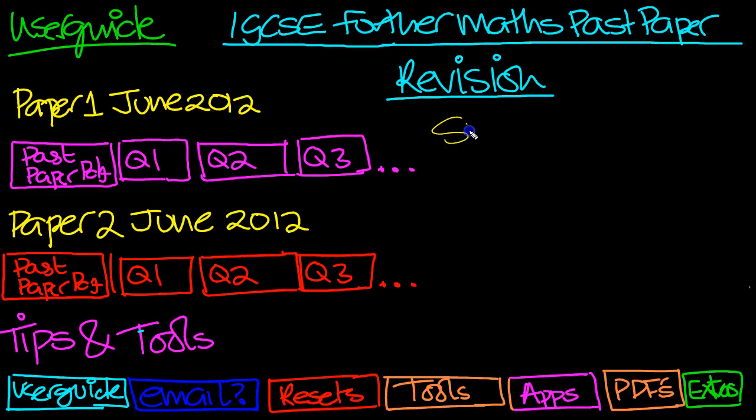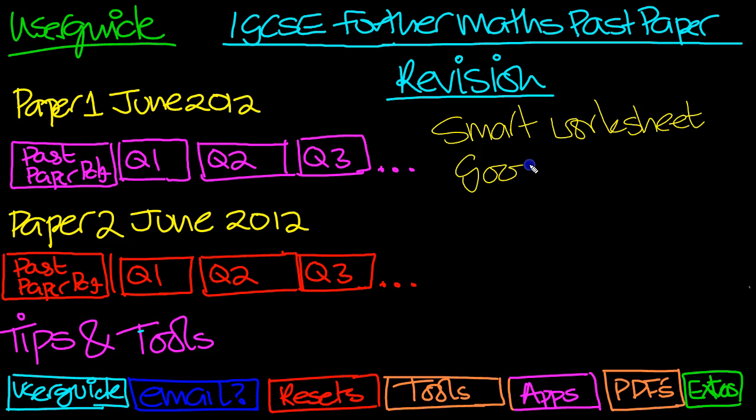Okay then guys, this is a smart worksheet or live worksheet for IGCSE Further Maths Past Paper Revision. We're going through Paper 1 June 2012 and Paper 2 for the same year. And here's the arrangement of the smart worksheet.